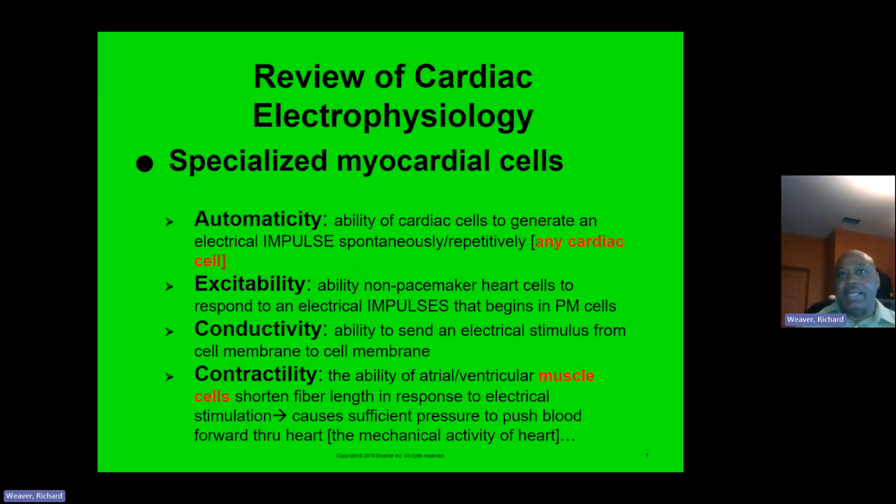Imagine a synchronized dance performance where dancers hold hands and move in unison. In the heart, conductivity is like the seamless coordination between dancers, allowing the electrical impulses to flow smoothly from one cell to the next. Picture a wave traveling through the dancers as they pass the energy along.